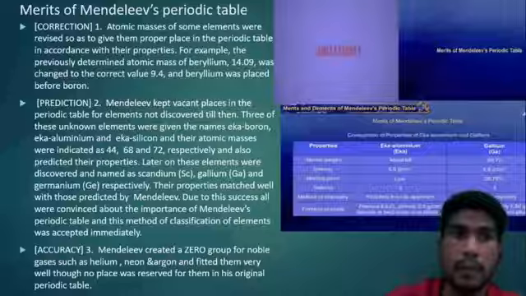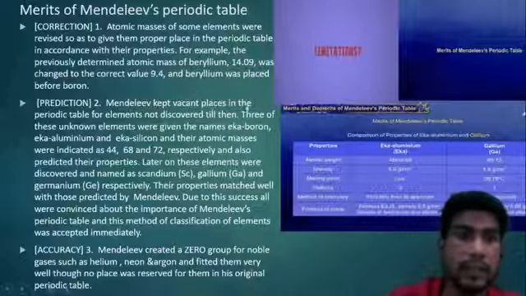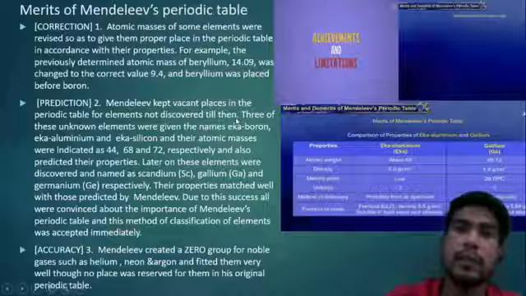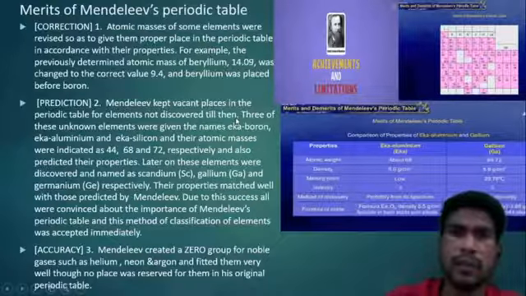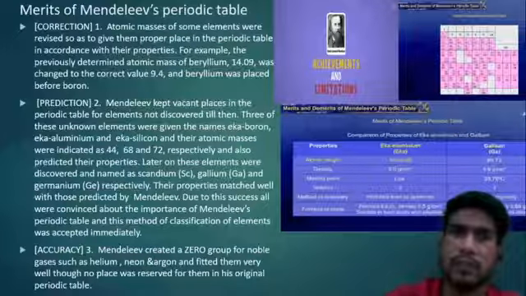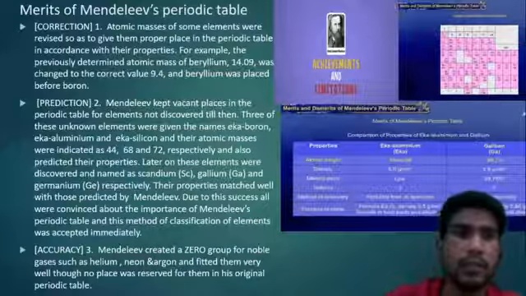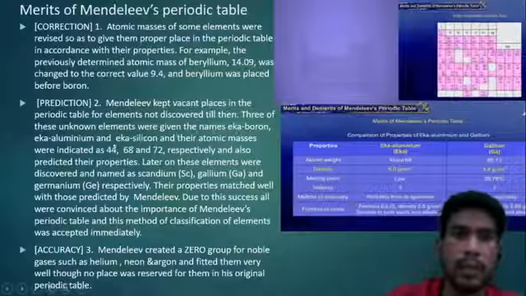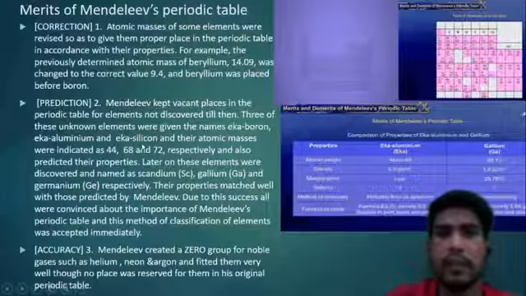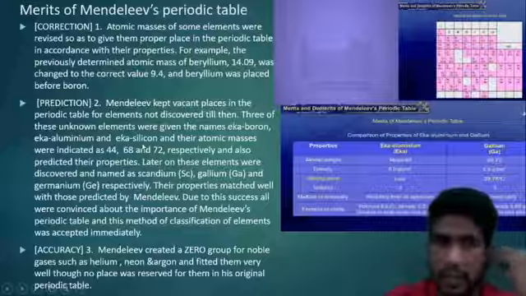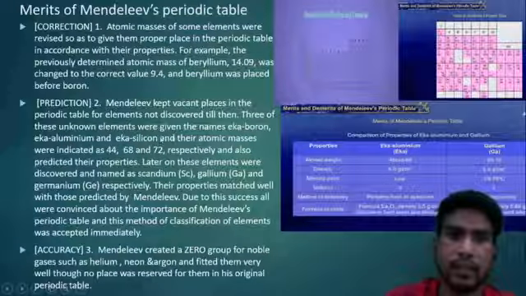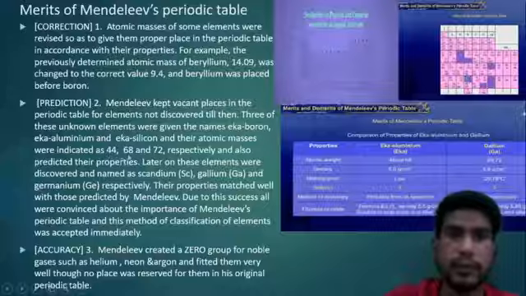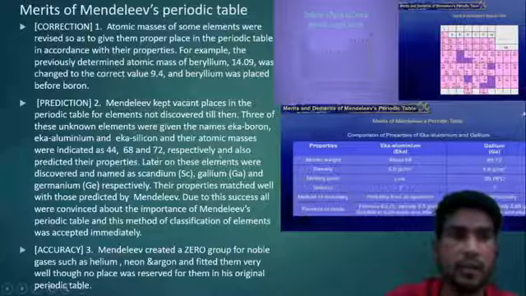So Mendeleev kept vacant places in the periodic table for elements not discovered till then. So he kept some empty places for the elements that were going to be discovered later. Three of these unknown elements were given the names Eka boron, Eka aluminum, and Eka silicon, and their atomic masses were indicated as 44, 68, and 72, and he also predicted their properties.